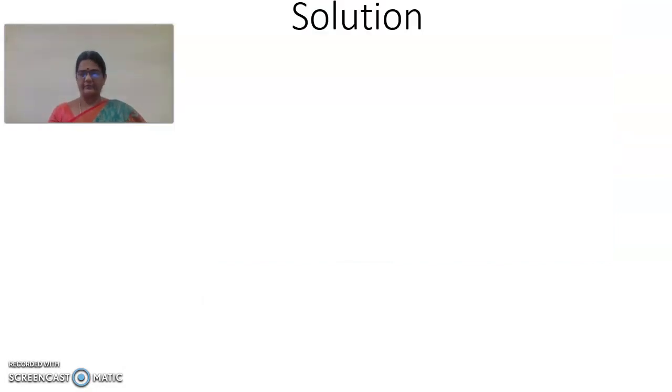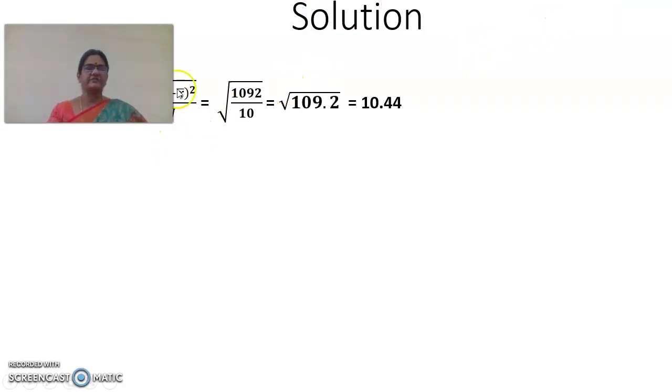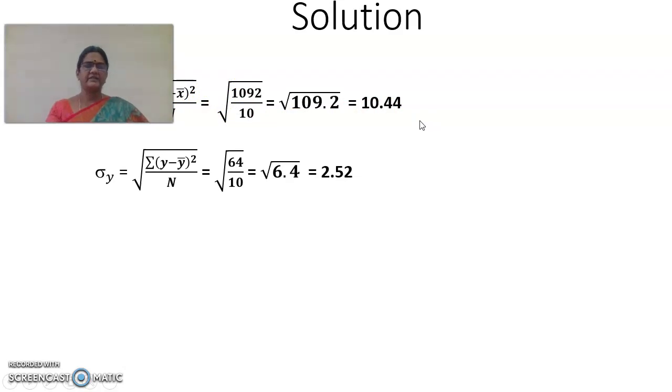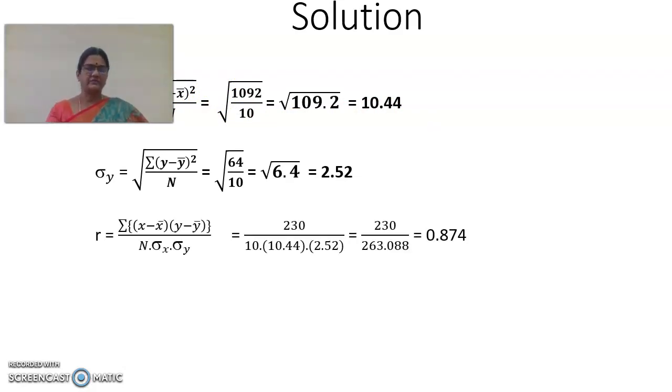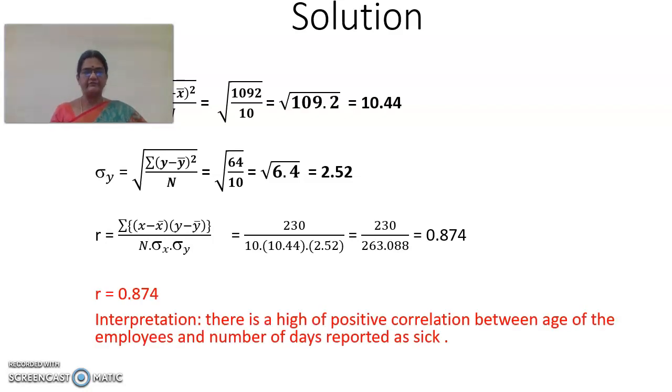Now, we will see the solution. So, standard deviation of x is equal to root of summation (x minus x bar) the whole square divided by n. So, substituting the values, we are getting it as 10.44. Similarly, standard deviation of y, we are getting as 2.52. So, now the formula is r is equal to sigma (x minus x bar) into (y minus y bar) divided by n into sigma x into sigma y. Substituting all the values, we are getting the r value as 0.874.